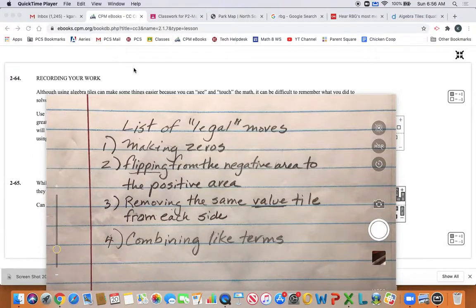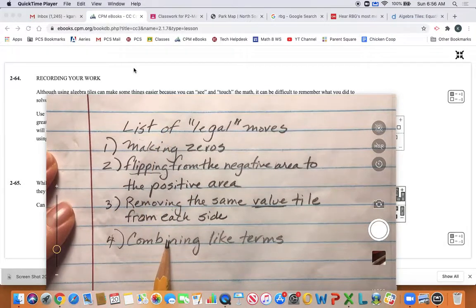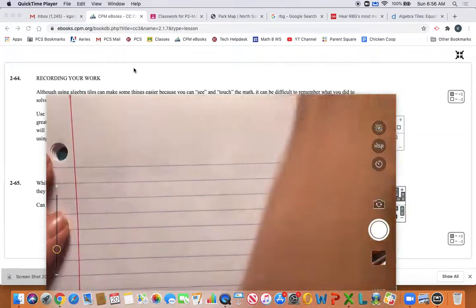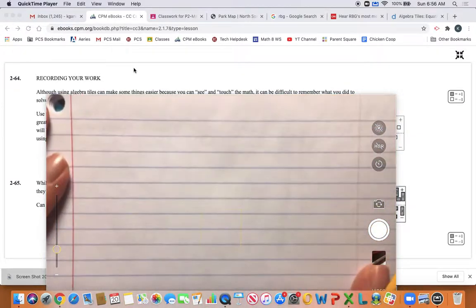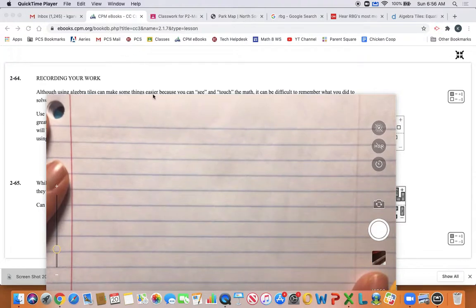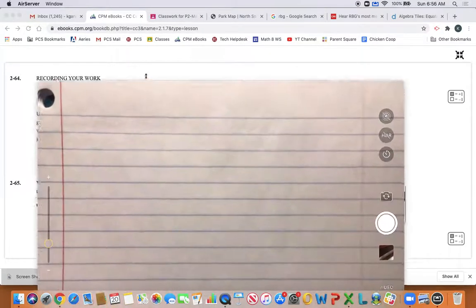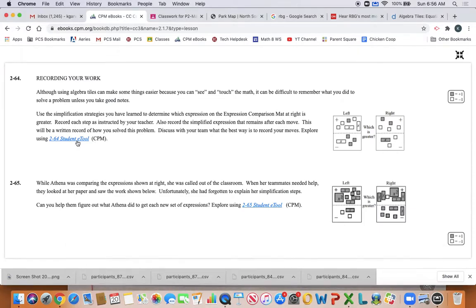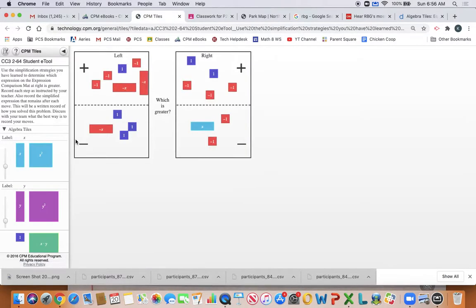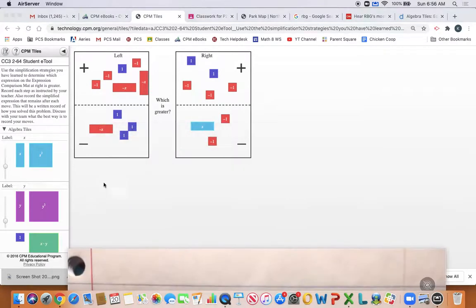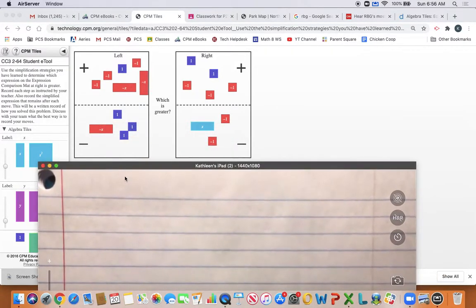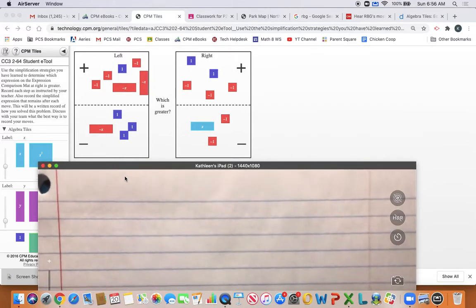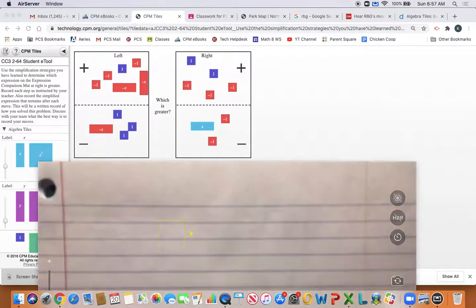Now that we've reviewed this list of legal moves for simplification, we're going to start with the first example of how to record your work as you simplify. So I'm going to move this down out of the way, and we're going to do this problem again. We did it in class, and I'm using the student tool, so I'll pull that up. And then we'll pull up our paper, because the first thing that we're going to do is record our original expression.